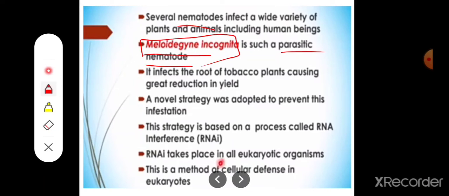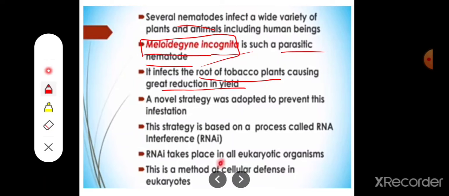And what is the work of this nematode? It infects the root of the tobacco plant. When the roots of the tobacco plant are infected, they will decrease the yield of the tobacco, because they will be using the nutrients present in the soil.